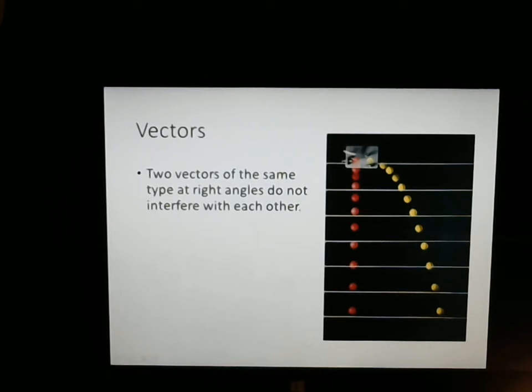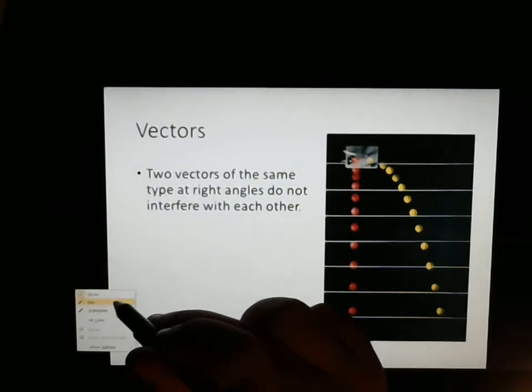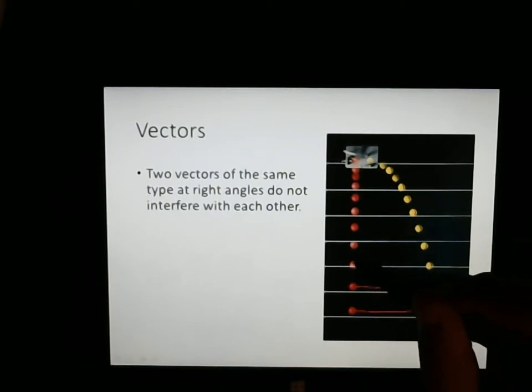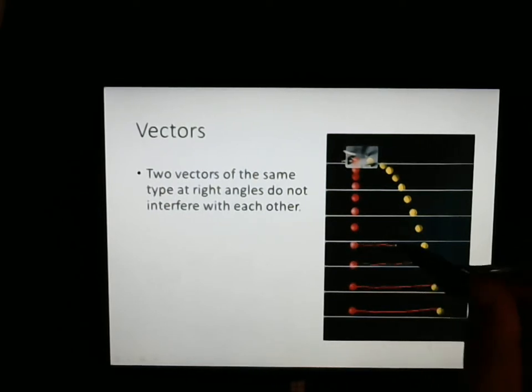They have the same vertical velocity though, and we can tell this by looking at the relative heights. This height here and this height here are the same. This height here and this height here are the same. That's the same. That's the same.